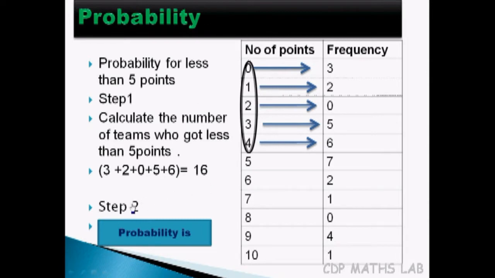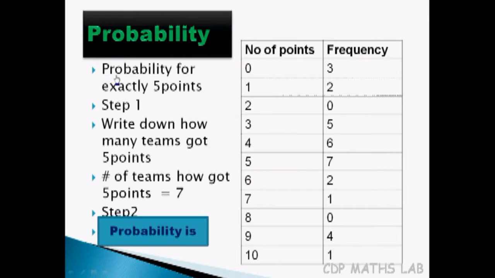Step number 2. Now you're going to take this 16 and divide it by the total number of teams, which is 31. So therefore, the probability for one team getting less than 5 points is 0.52. Simply. So you're doing the same thing that you were taught in the last example.